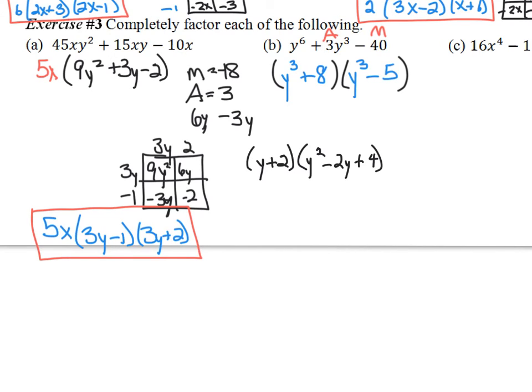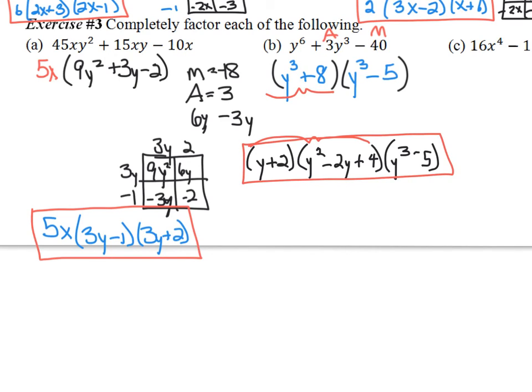So my final answer, the y cubed plus 8 is factored into this, but then I still have to multiply by y cubed minus 5. So my final answer in completely factored form would be this.